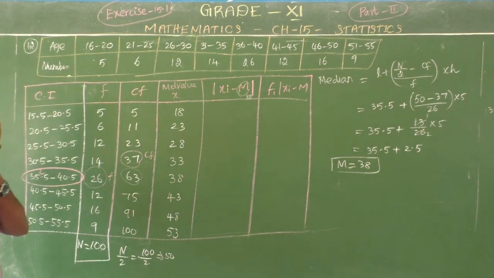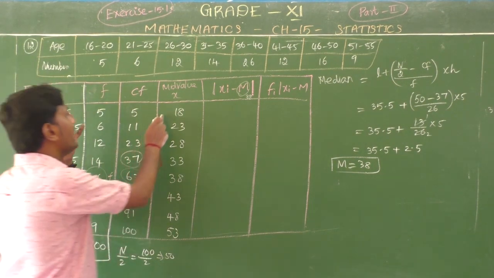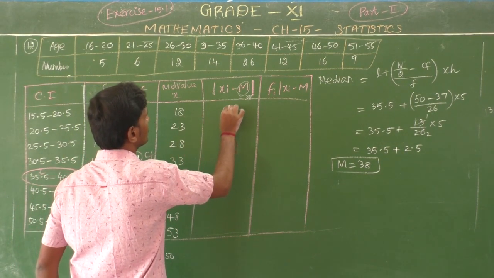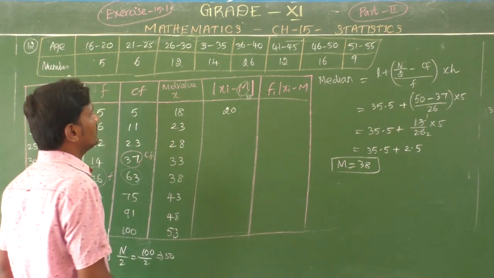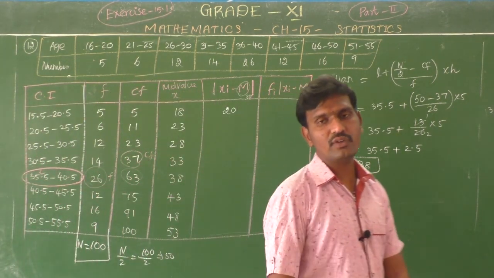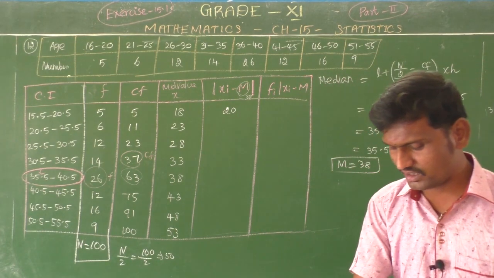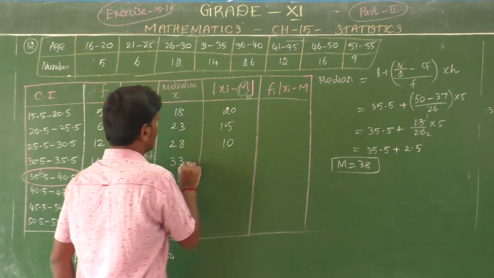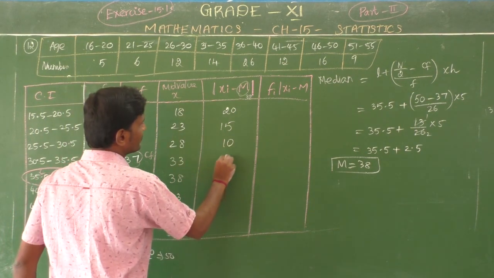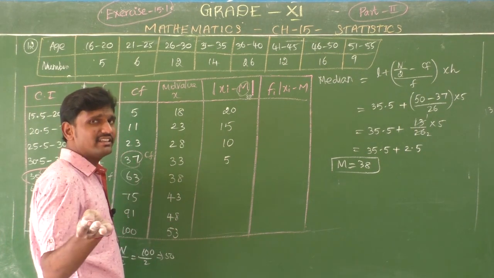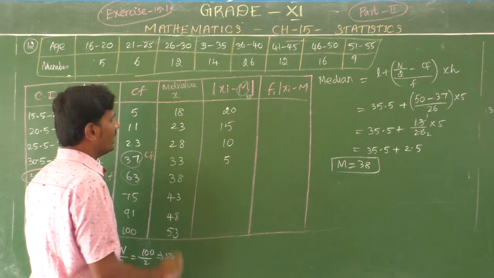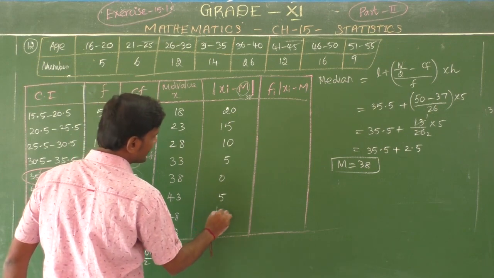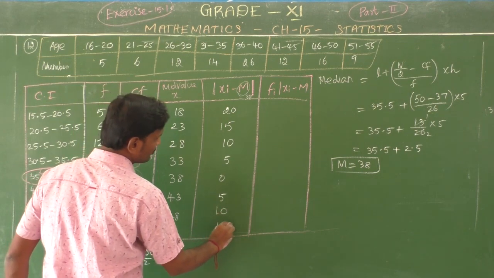Okay, so xi minus 38 we should do. 18 minus 38 is 20. Then 23 minus 38 means 15. Then 28 minus 38 is 10, 33 minus 38 is 5. Because for modulus we can neglect the negative value, that's why I am giving it short. So 38 minus 38 is 0, 43 minus 38 is 5, 48 minus 38 is 10, 53 minus 38 is 15.